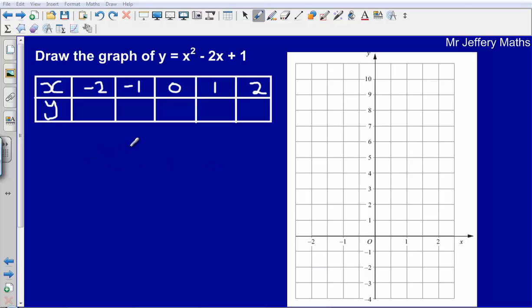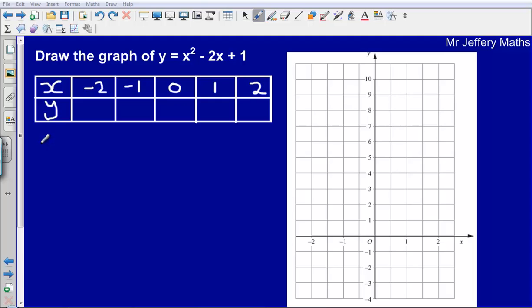Here we're asked to draw the graph of y equals x squared minus 2x plus 1. So let's begin here. We've got our table of values here. We've got x is minus 2, minus 1, 0, 1 and 2. So all that we're going to do is substitute these values into our equation x squared minus 2x plus 1.